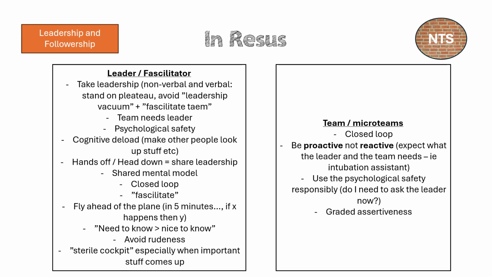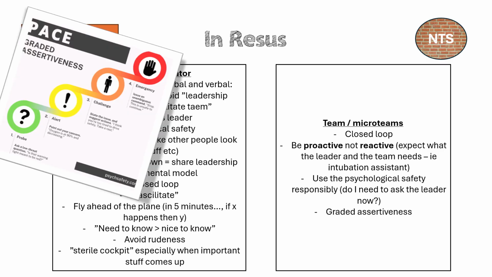And sometimes you need to do what is called graded assertiveness, and I have a model of this soon. But it's like you start off with just saying maybe we should do this, and then you go on to say we probably should do this, and then in the end you're like, do this now. Here it's called PACE: probe, alert, challenge, and emergency, right? And those are the four steps in graded assertiveness. I'm not saying you should exactly use it like this, but it is a stepwise approach to how to convey information if the leader is not listening or cannot listen right now.